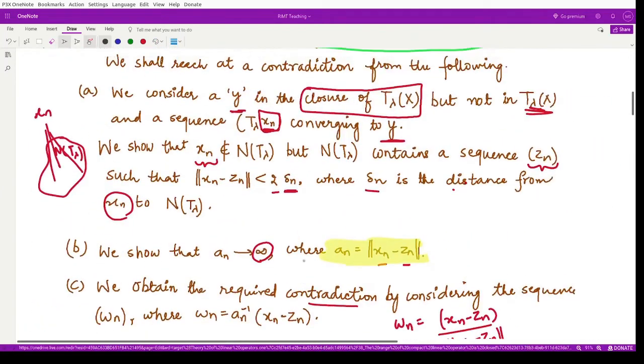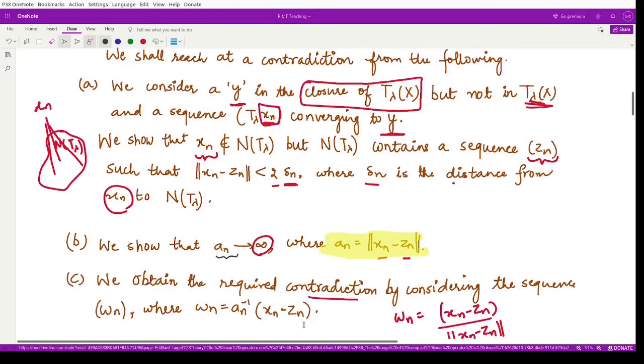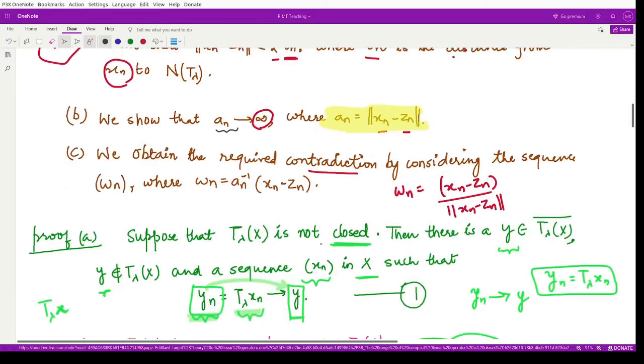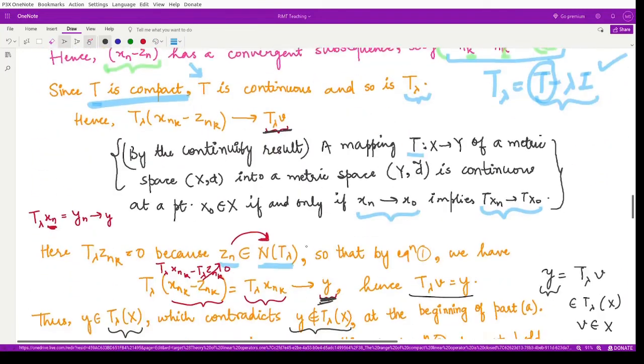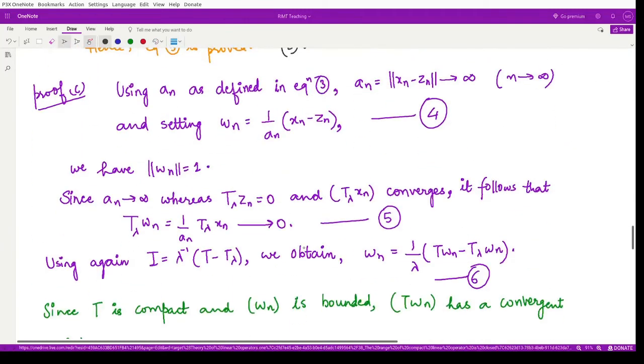So in the first part, we have proved that the norm of xn minus zn is less than 2 times delta n. In the second part, we have proved that this distance an, which is the norm of xn minus zn, converges to infinity. In the third case, we assume wn to be an inverse xn minus zn, and let's see how we reach the contradiction using this part C. So let's move on to part C here.